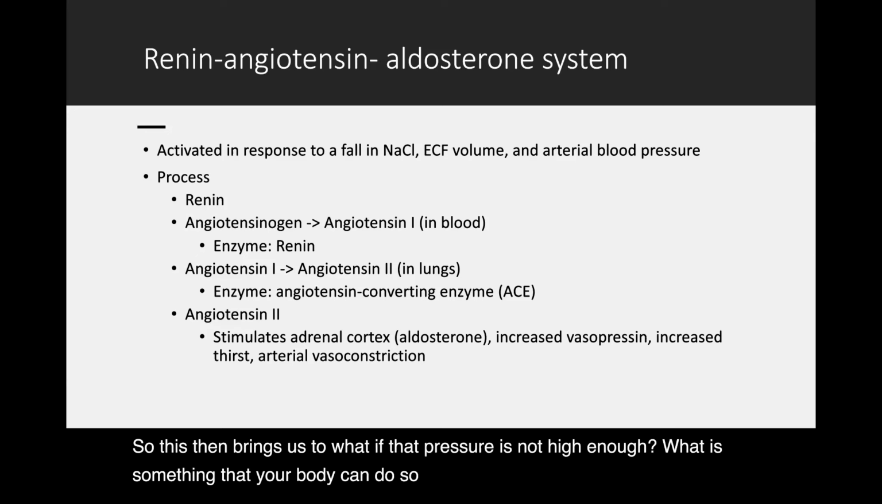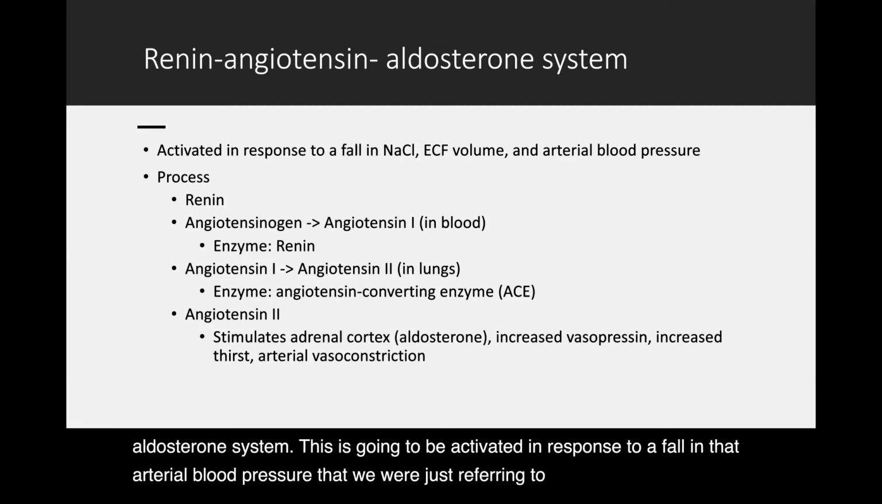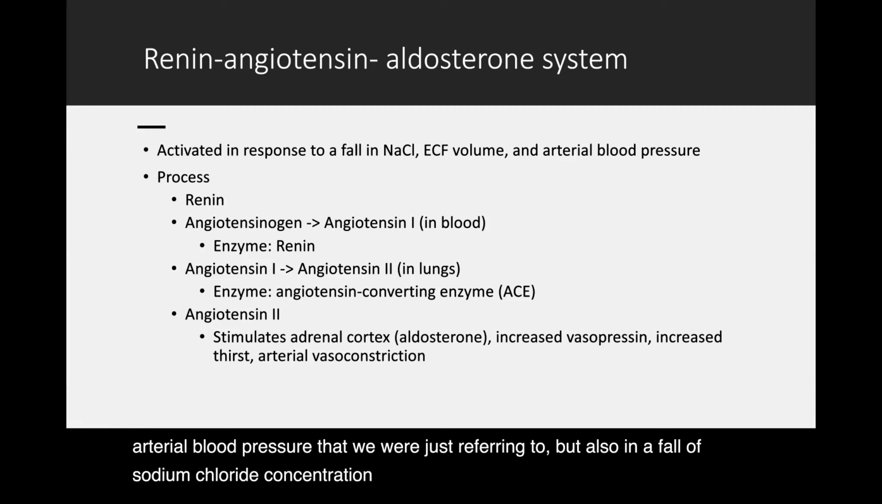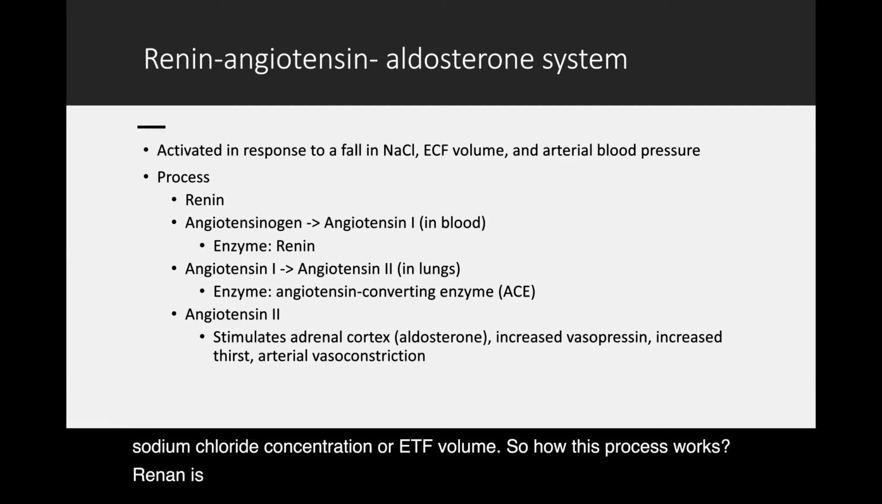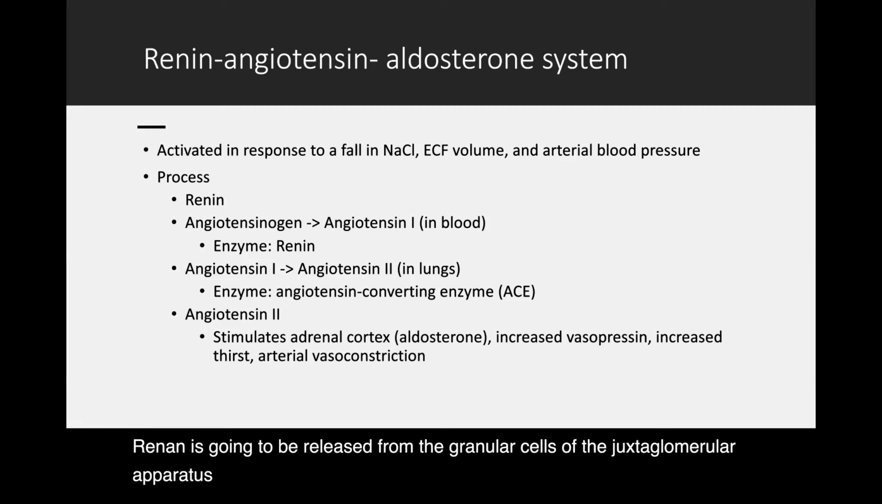So you have a renin angiotensin aldosterone system. This is going to be activated in response to a fall in that arterial blood pressure that we were just referring to, but also in a fall of sodium chloride concentration or ECF volume. So how this process works, renin is going to be released from the granular cells of the juxtaglomerular apparatus. This is excreted into the blood.